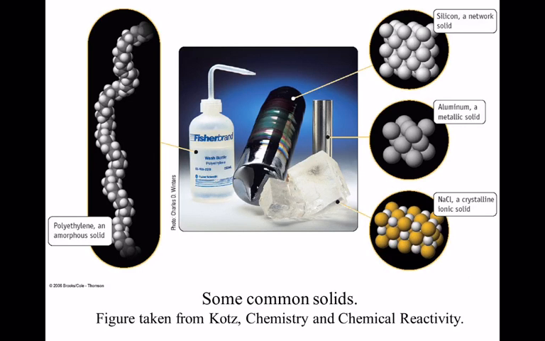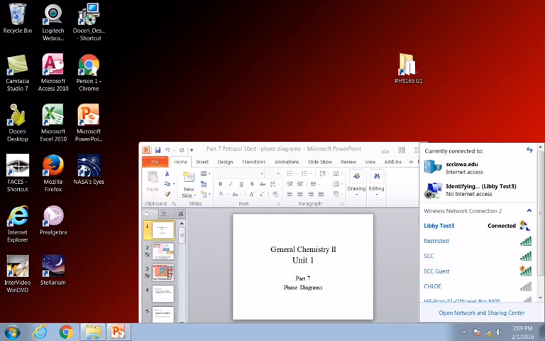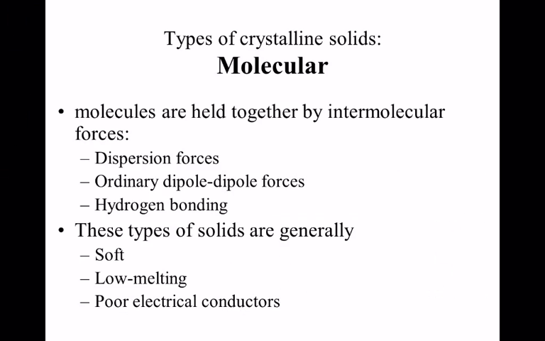Okay, so I showed you pictures of three. There's a fourth one, which is just a molecular crystalline solid. An example of that is going to be water. But molecules versus ionic substances, their intermolecular bonds are, we said, dispersion forces, that's the weakest of them, then ordinary dipole-dipole, and then hydrogen bonding is stronger than ordinary dipole-dipole.